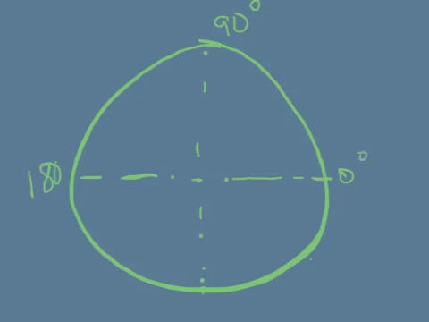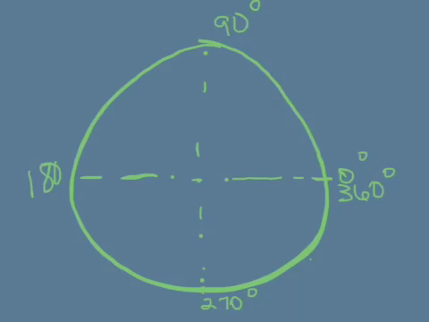Let me erase this and make a clearer drawing. So I have my circle, and it's 360 degrees, and I'm going to divide it in half. This is 180, and this way, this is 90. This is 0, and then 360. And this is 270. Okay?